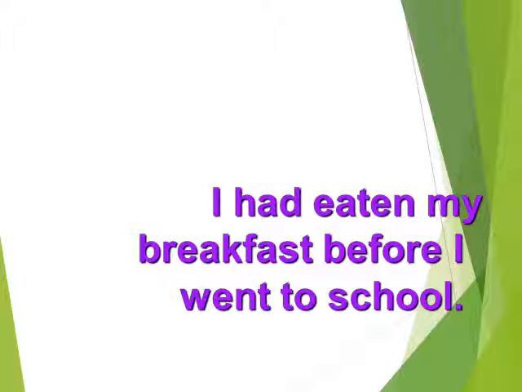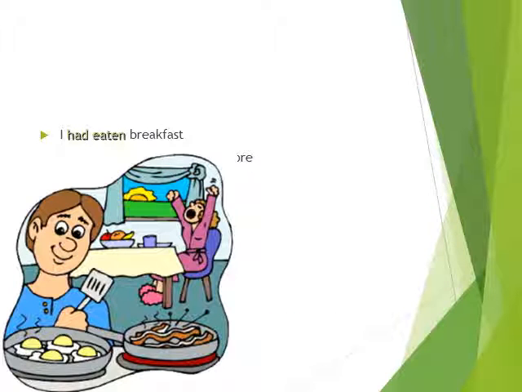I had eaten my breakfast before I went to school. As you know, the past perfect is an action that happened in the past before another one. So the past perfect, I had eaten, happened before the past simple, I went to school. So eating came in the first place, and then going to school.